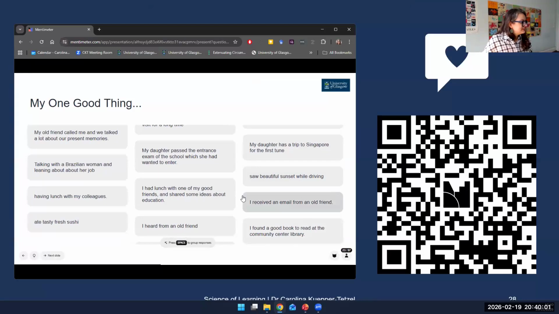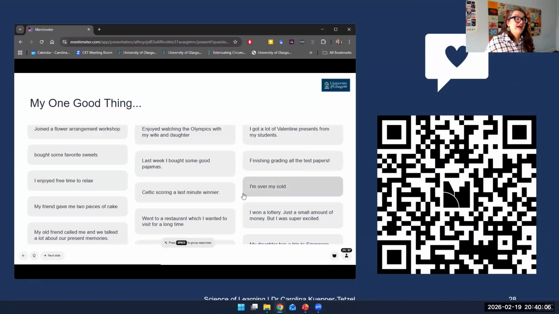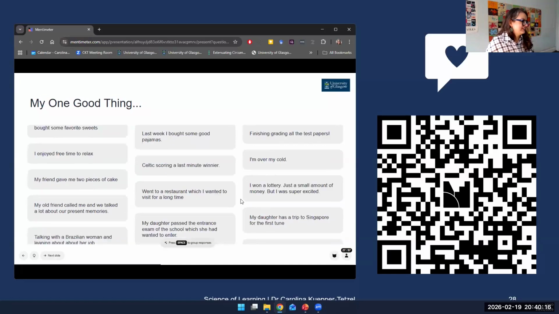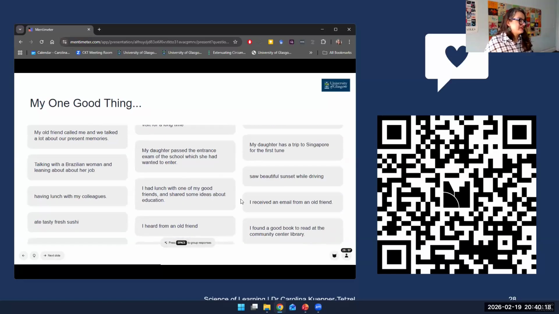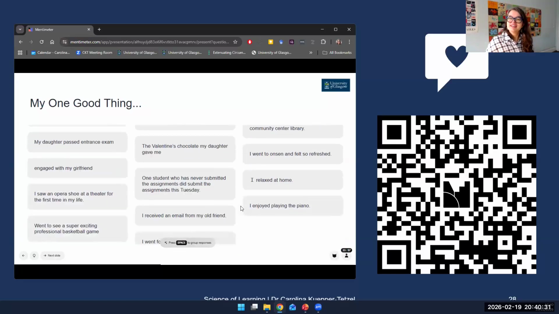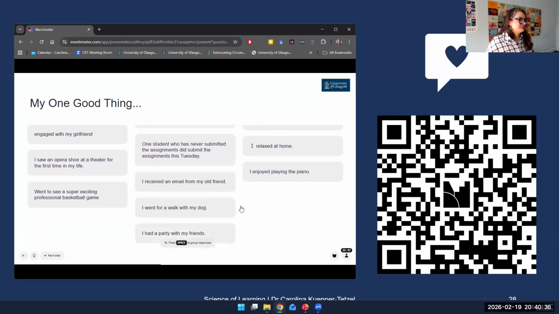Oh, tasty fresh sushi. Well, I think we can't compete with. I have a very good sushi place I go to here, but yeah, one day I have to go to Japan to actually have proper sushi. So beautiful sunset while driving. Oh, this is beautiful. Relaxing at home, my favorite thing. Relaxing and reading at home with my cats, my favorite thing. Oh, got engaged. Congratulations. Oh, thank you so very much.